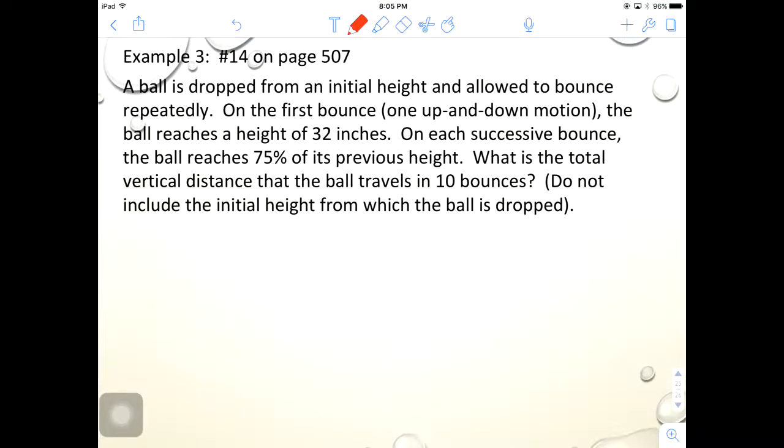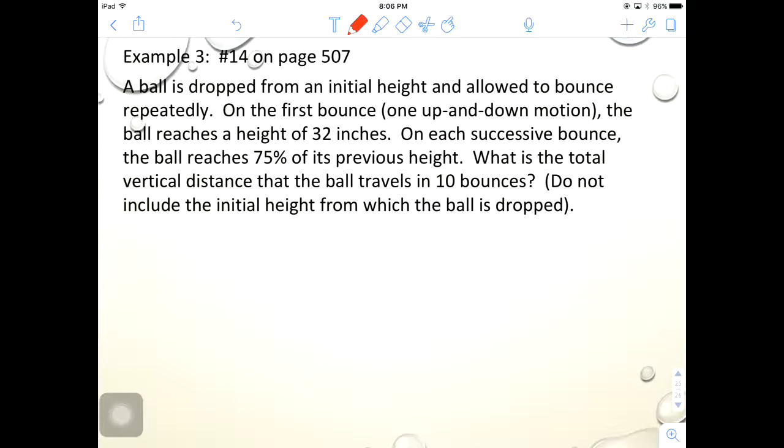Example 3. This is number 14 on page 507. A ball is dropped from an initial height and allowed to bounce repeatedly. On the first bounce, one up and one down motion, the ball reaches a height of 32 inches. On each successive bounce, the ball reaches 75% of its previous height. What is the total vertical distance that the ball travels in 10 bounces? Do not include the initial height from which the ball is dropped.